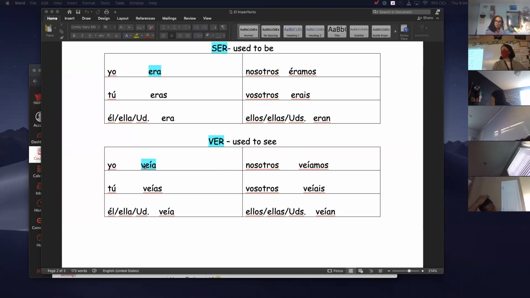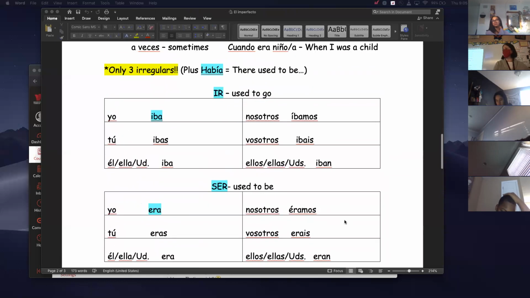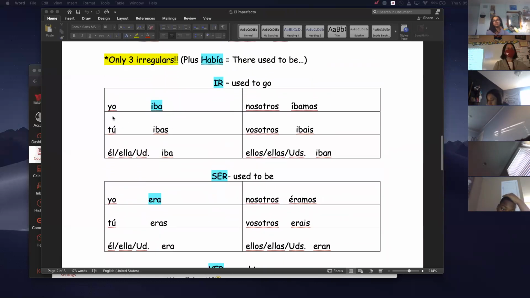So let's see if we know how to say this one. Repitan, veía. Okay, try that online. Veía. All right, and I'll say the rest of it for you. Veías, veía, veíamos, veíais, veían. So there we are. I want you to learn 3 new words. Iba. Say it to yourself. Iba.